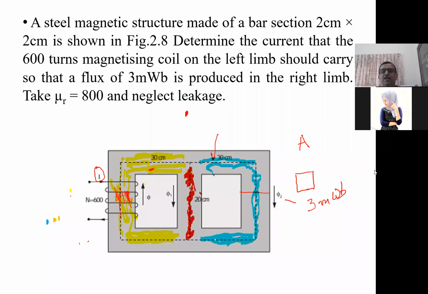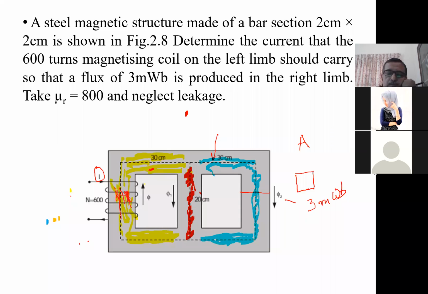So Aishwarya, please read the question again. Yes, sir. A steel magnetic structure made of a bar section 2 centimeter into 2 centimeter is shown in figure. Determine the current that the 600 turns magnetizing coil on the left limb should carry so that a flux of 3 milliweber is produced in the right limb. Take mu r is equal to 800 and neglect leakage.